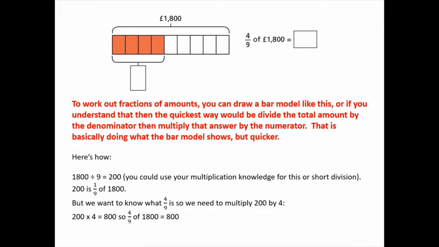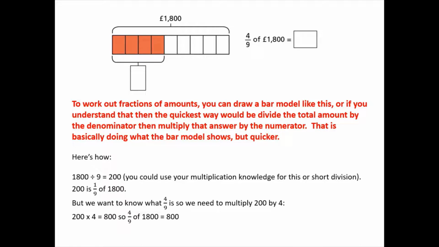Here's how. So we're going to do 1,800 divided by 9 equals 200. You could use your multiplication knowledge for this. So if we take off the zeros there, what can we see? We see 18 divided by 9, which is 2, and then we can add them back on to get 200. 200 is a ninth of 1,800.